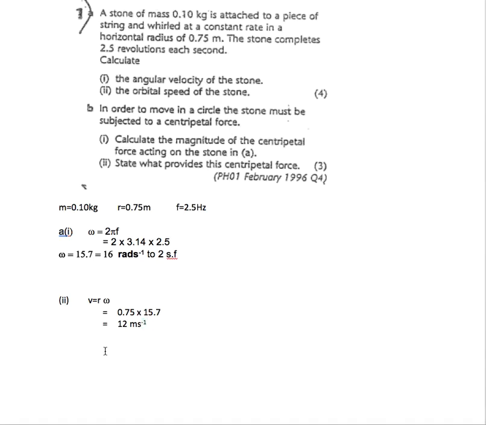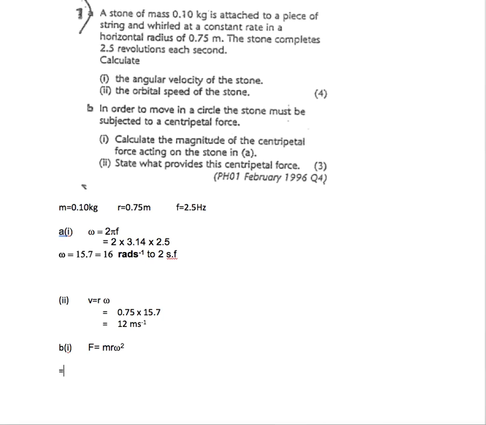Okay. Then we've got B part 1, which says in order to move in a circle, the stone must be subjected to a centripetal force. Calculate the magnitude of that centripetal force? Well, we've got everything. We've got m, v, omega, everything. So let's use F equals m r omega squared. We could have used m v squared over r.